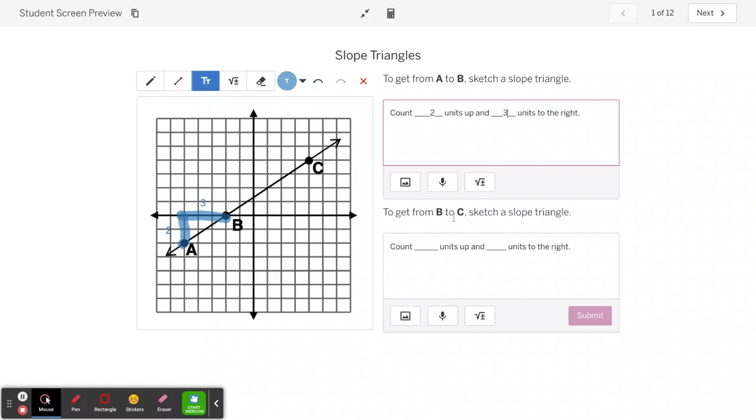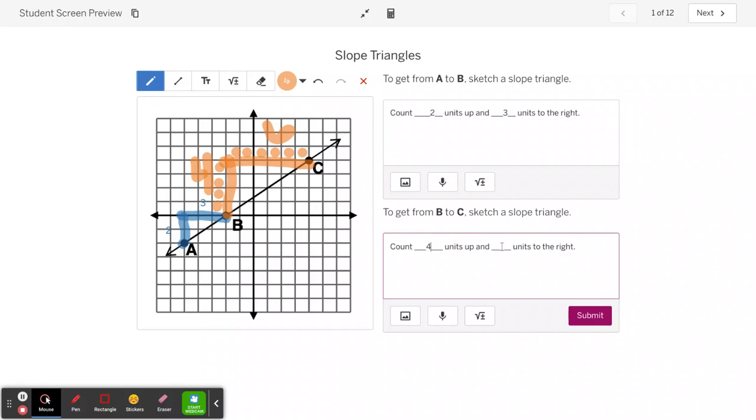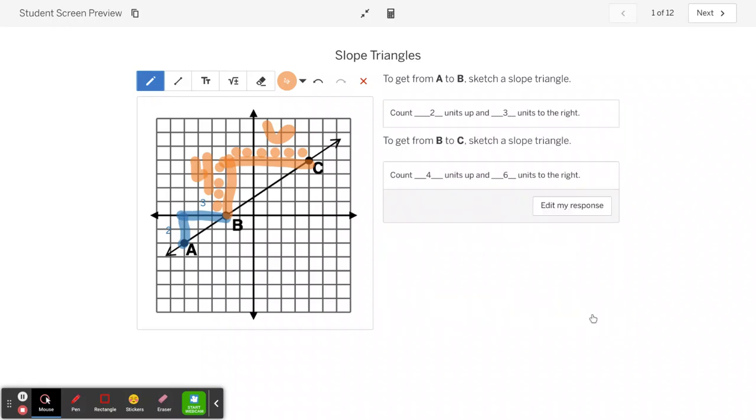Now to get from B to C, it says sketch another slope triangle. I'm going to do the same thing. Here's B. Oops, let me get my pen tool. I'm going to sketch up. I'm going to sketch over. I'm going to go up 1, 2, 3, 4. So 4 units up and 1, 2, 3, 4, 5, 6 units over. So I'm going to type my 4. I'm going to type my 6. I'm going to hit submit. Notice, same line, 2 different measurements we got for slope.